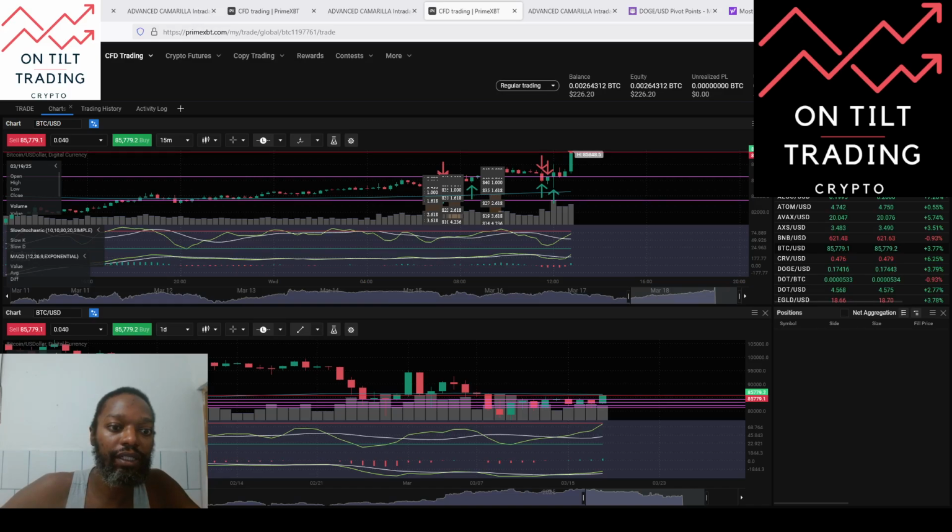These purple lines that you see here are Camarilla pivot points. This is Camarilla pivot R4. This is Camarilla pivot R3. This blue line that you're seeing here is the 200 exponential moving average. This is the 15-minute chart, and this is the daily chart. Everything that you're seeing on the 15-minute chart correlates down here onto the daily chart.